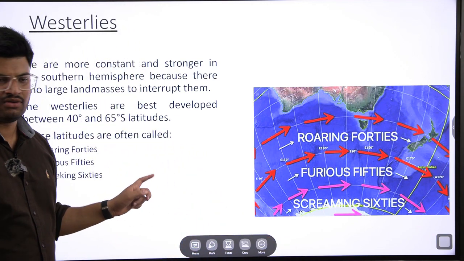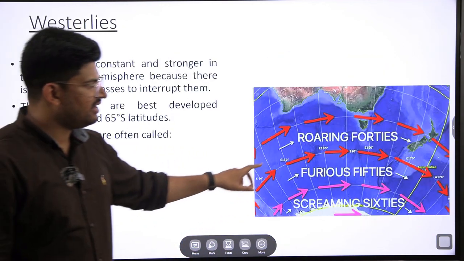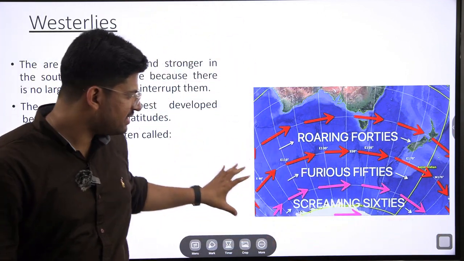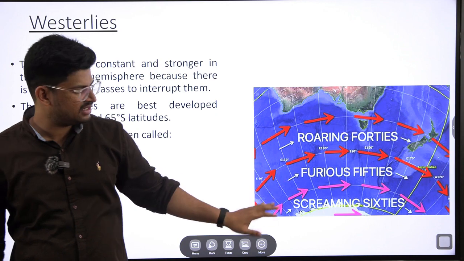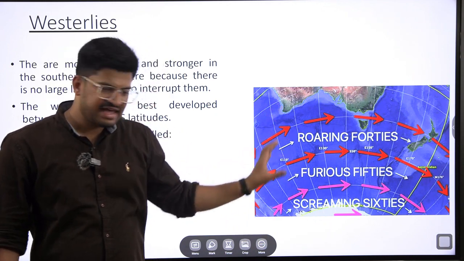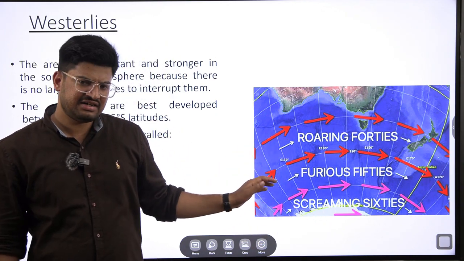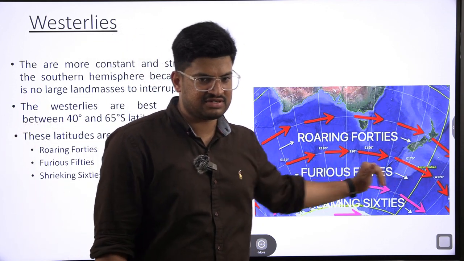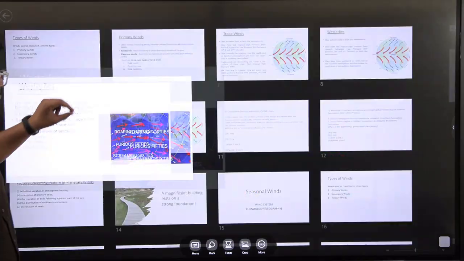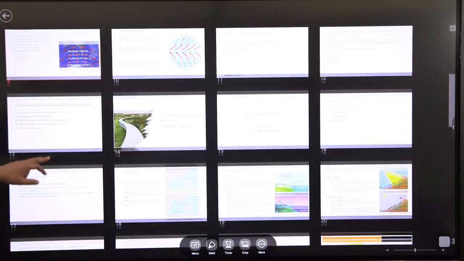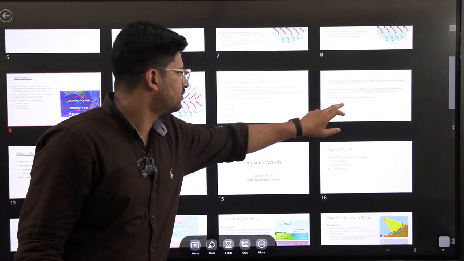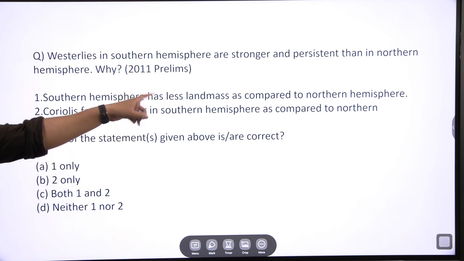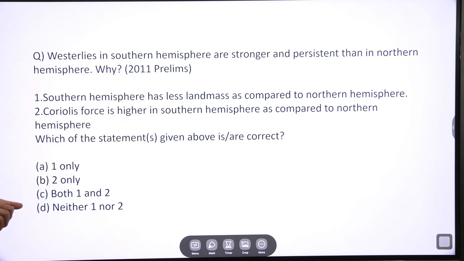Yes or no? What I am trying to say is, the northern hemisphere is dominated by continents. In the southern hemisphere there is no continent beyond Australia. There is Antarctica, but beyond that there is a gap. At 40 to 60 degrees latitude, there is a gap. So winds move with heavy speed. Westerlies move with heavy speed. So the southern hemisphere has less landmass compared to the northern hemisphere, yes or no?